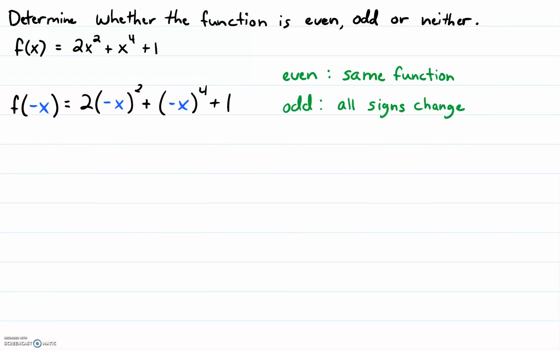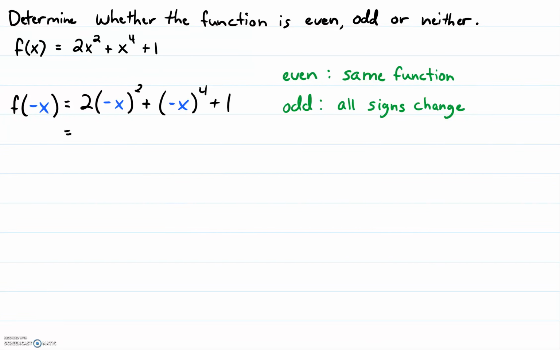Be sure that anytime you plug a negative number into a function in place of x, you put it in parentheses, because we're squaring negative x and raising negative x to the fourth power. That negative needs to be taken into account. So you can see we changed 2x squared plus x to the 4 plus 1 into 2 times negative x squared plus negative x to the 4 plus 1. Now you want to simplify wherever you can.